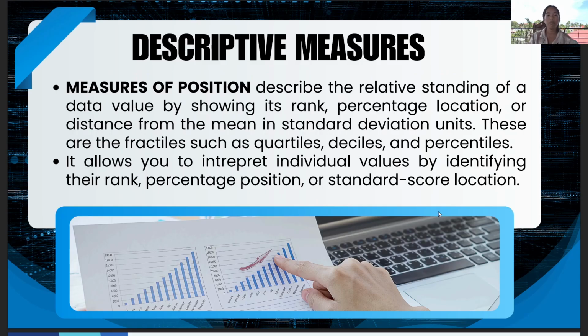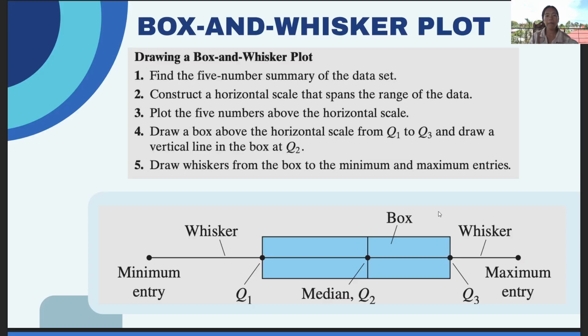Next, we have the measures of position. Measures of position describe the relative standing of a data value by showing its rank, percentage, location, or distance from the mean in standard deviation units. These are the fractiles such as quartiles, deciles, and percentiles. It allows you to interpret individual values by identifying the rank, percentage position, or standard score location. I will also teach you how to draw a box and whisker plot.